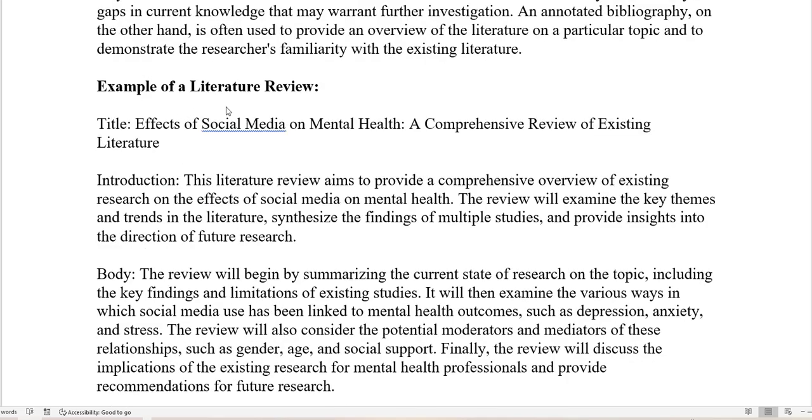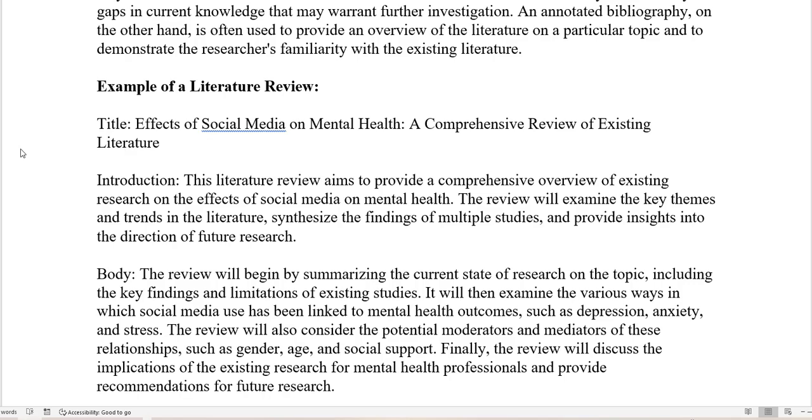So, an example of a literature review. Title of the paper: Effects of Social Media on Mental Health, a Comprehensive Review of Existing Literature. So here you have an example of a literature review. Introduction. This literature review aims to provide a comprehensive overview of existing research on the effects of social media on mental health. The review will examine the key themes and trends in the literature, synthesize the findings of multiple studies, and provide insights into the direction of future research.